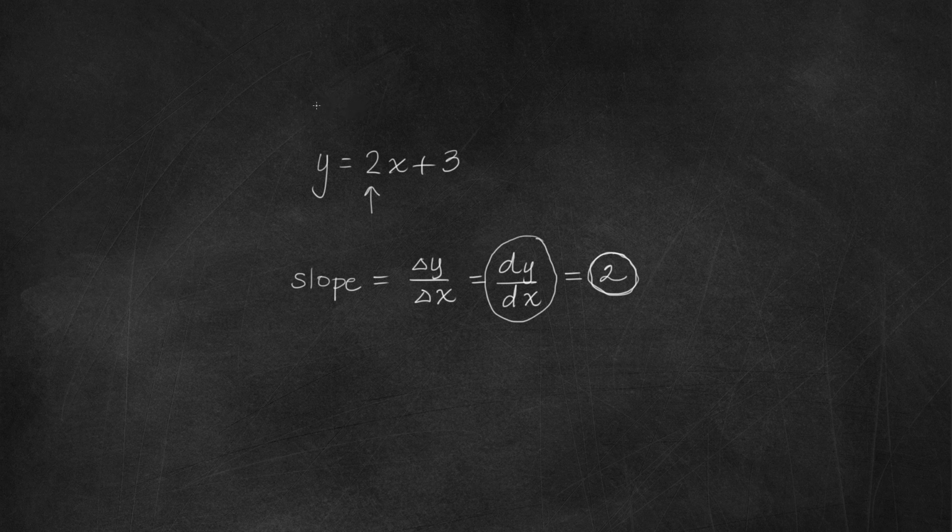So let's say, for example, our equation was w equals 2t plus 3 instead. Well, my slope is still 2, but I wouldn't write dy dx. For this equation, I would say that my slope is equal to the change in w over the change in t. In other words, it would be dw dt, and I would say that it's the derivative of w with respect to t.